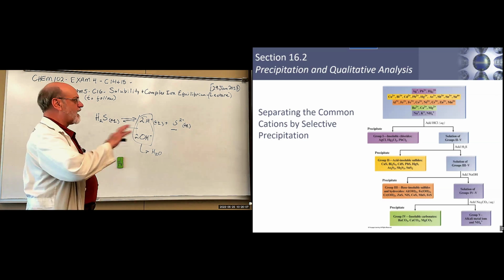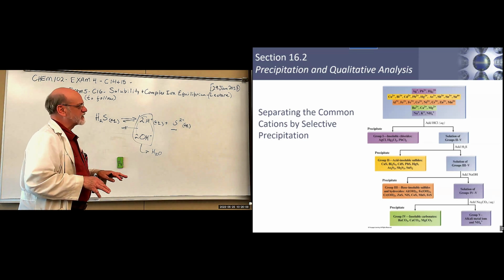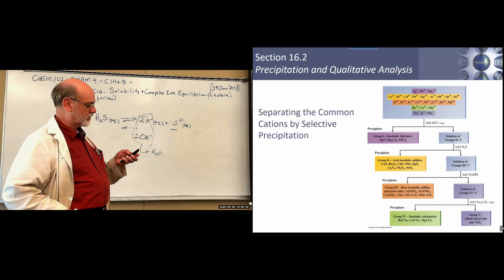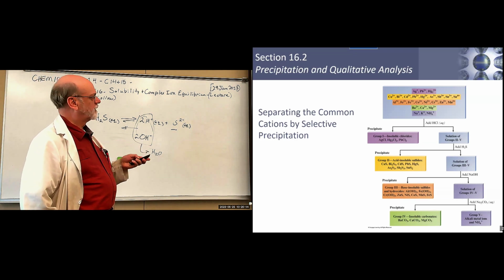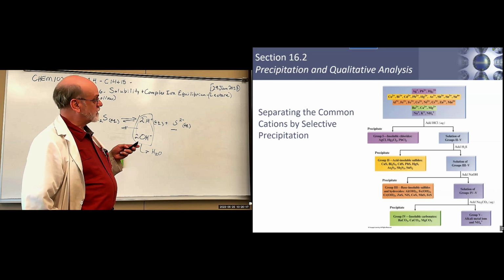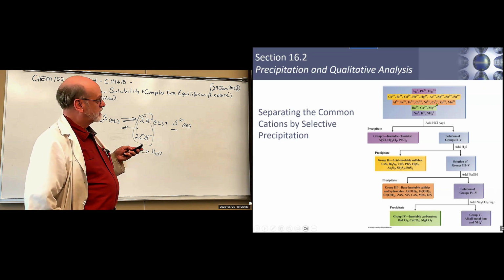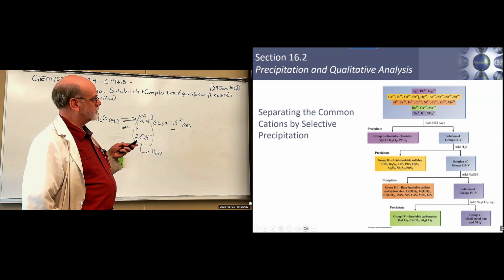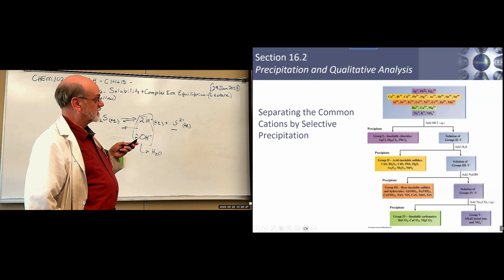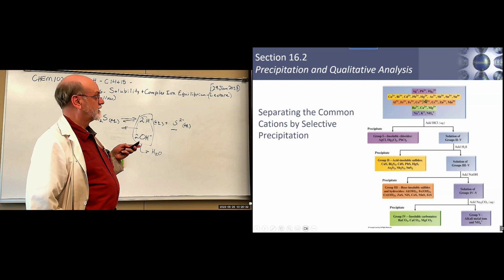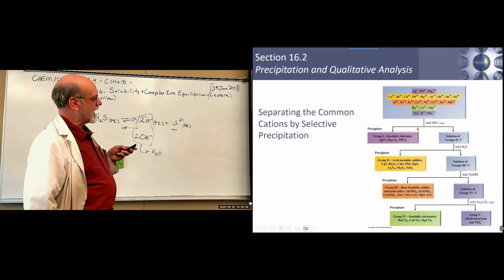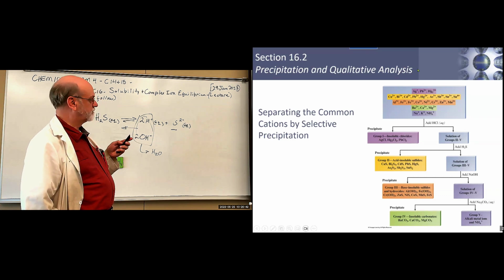So if we use that concept and we have a mixture, this came straight out of your book, so it's kind of small here. But we've got a mixture of all these, and notice they're color coded in groups. So this is group 1, group 2, group 3, group 4, and group 5. So silver, lead, and mercury 2+. If they're in that solution, then we add hydrochloric acid.